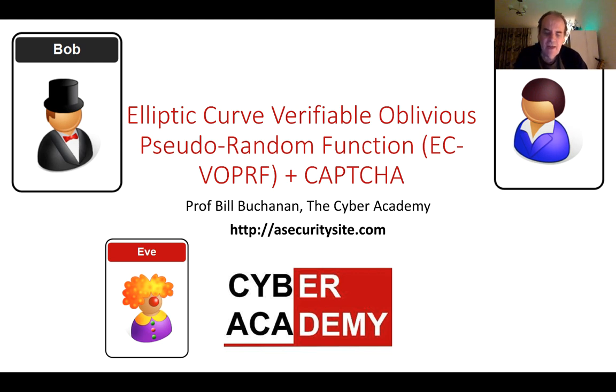So let's have a look at how we can avoid giving away our privacy, or how we preserve privacy within our CAPTCHA infrastructure. The method I'm going to outline is Elliptic Curve Verifiable Oblivious Pseudo-Random Function, or EC-VOPRF. It's used within Tor and also integrates with Chrome and Firefox.